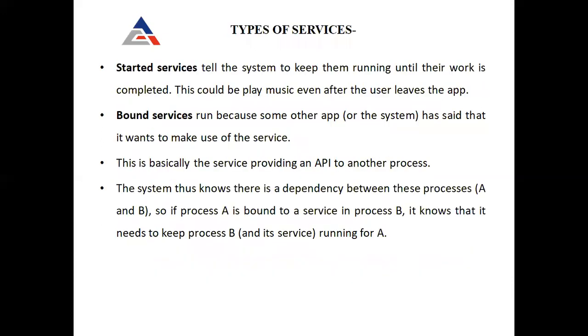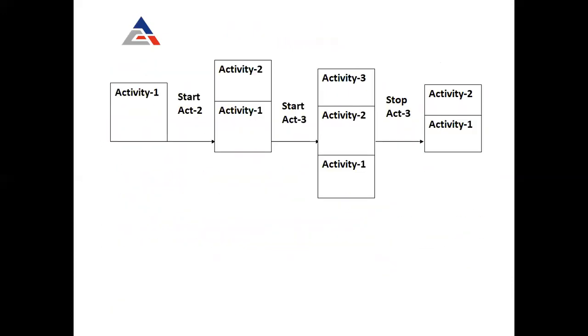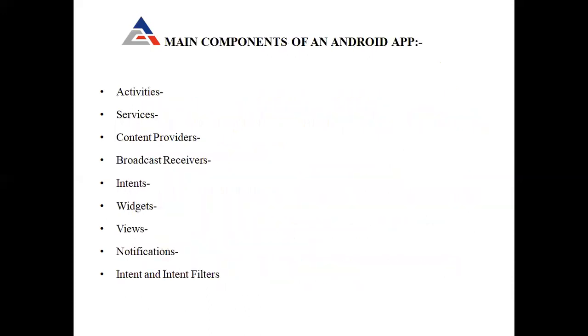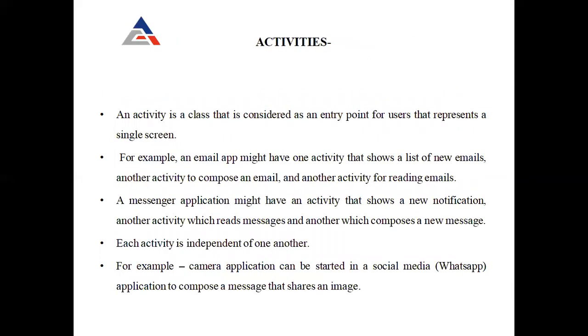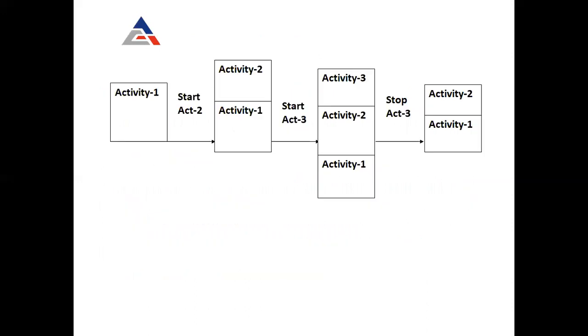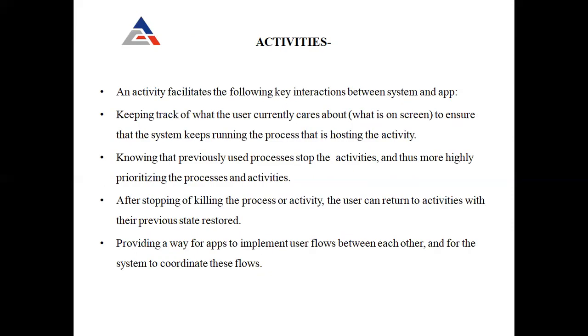So these are the types of components. One is the activity. This is how it works: I start activity one, then I start activity two, then I start activity three, and then I stop, or kill, activity three. Then I come back to the previous stage, which has activity one and activity two. If I kill activity two, then I come to the previous stage of activity one only. If I kill activity one, then all my work is over, finished. So these are the activities.